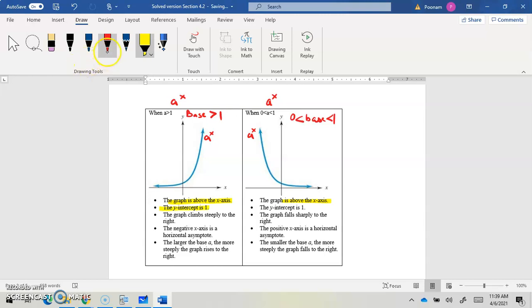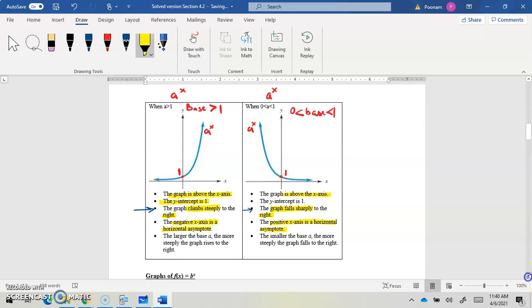Y-intercept is always 1. That means when x is 0, the graph is passing through 1. That is true for both of them. The graph climbs steeply to the right if the base is more than 1, but the graph falls sharply to the right if the base is less than 1. This is the difference, okay? This is the important point. The graph is increasing if base is more than 1. The graph is decreasing if the base is less than 1. The x-axis is the horizontal asymptote on the negative side and the positive side.